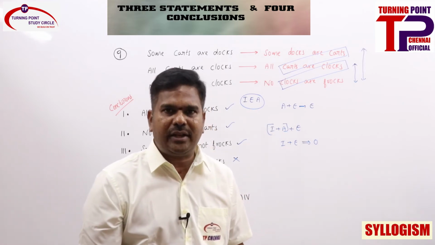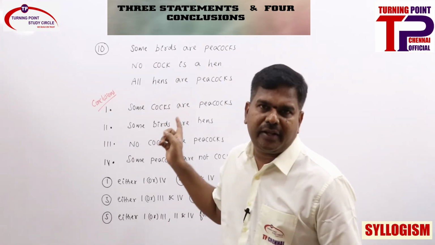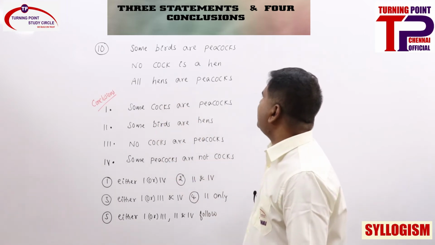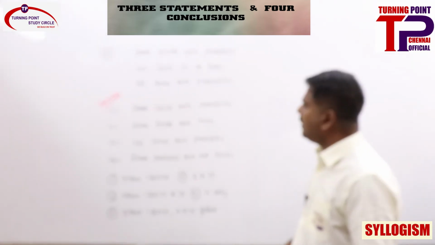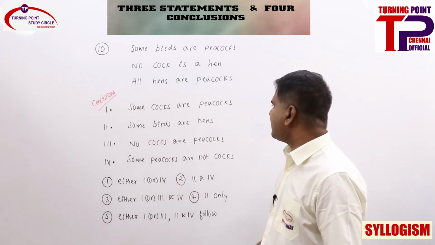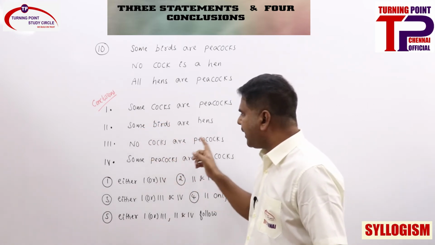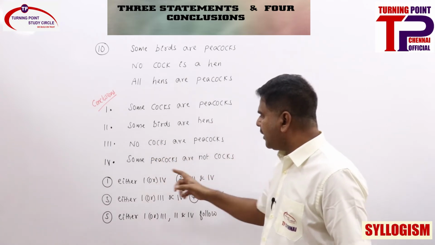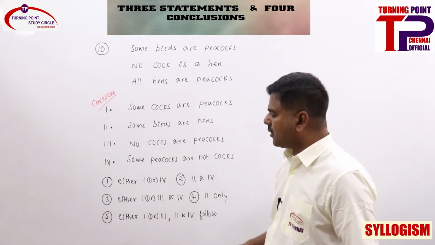So can we go ahead with the next question? Note down the 10th question. Some birds are peacocks, no cock is a hen, all hens are peacocks. Conclusions: first, some cocks are peacocks; second, some birds are hens; third, no cocks are peacocks; fourth, some peacocks are not cocks.